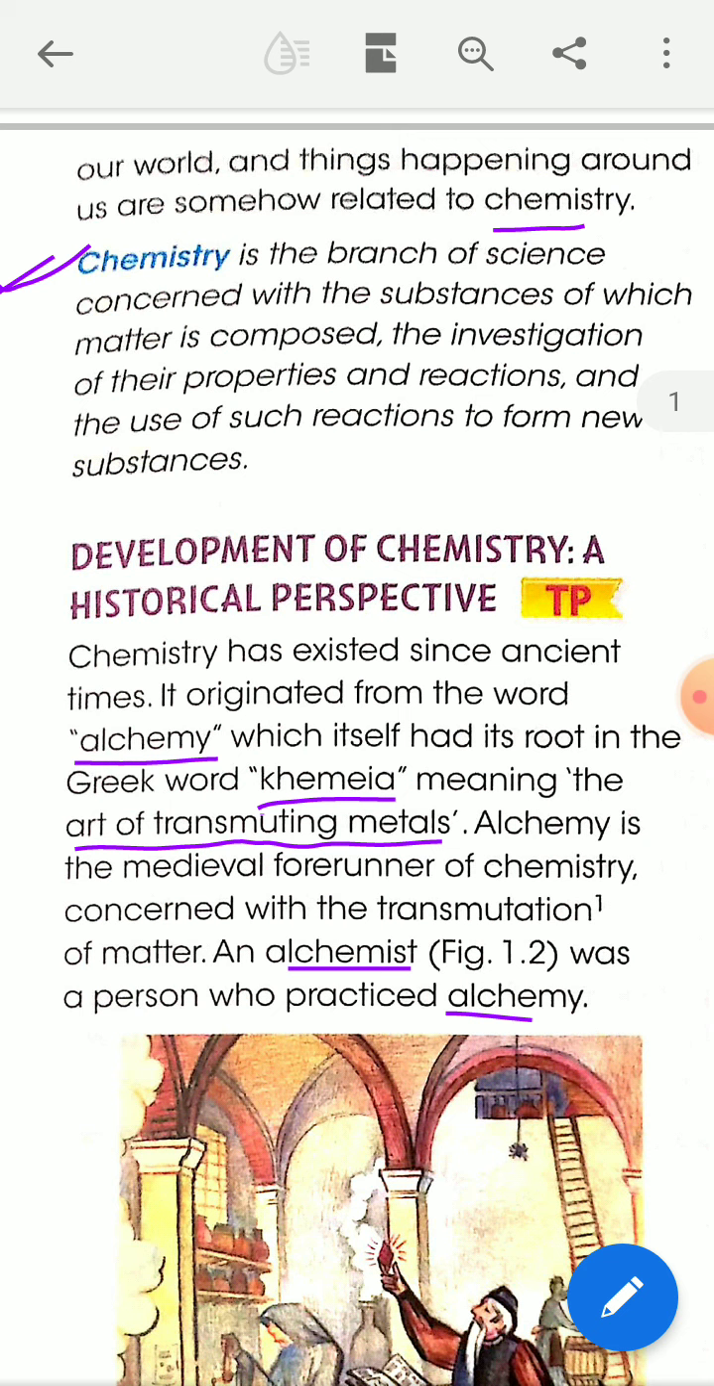Now see the development of chemistry and a historical perspective. Chemistry has existed since ancient time, and the term chemist originated from the word alchemy. Alchemy means the art of transmuting metals. The term alchemy itself had a root in the Greek word chemia. Chemia means the art of transmuting metals. Okay.